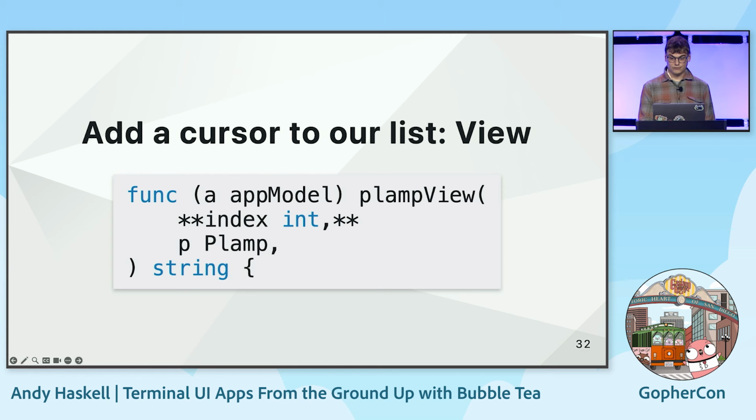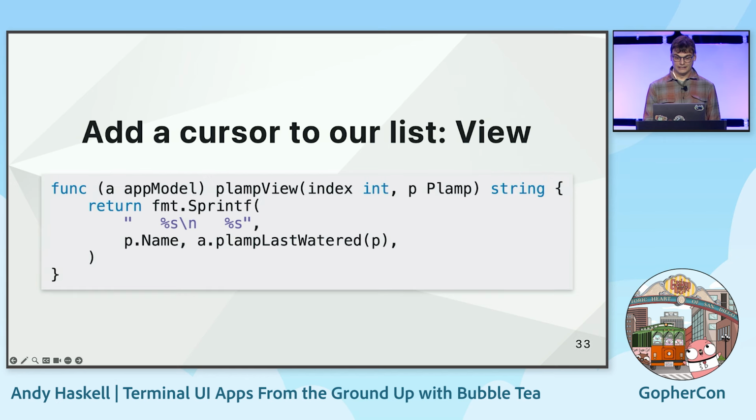So now that we've implemented our update logic, we're on to updating view. And the logic we need to change for view is basically all in the plant view method, where we want to display a plant emoji to use as the cursor. So first up, plant view needs to know whether the plant we're rendering is the one that the cursor is over. So we'll need to pass in the index of the current plant that we're rendering.